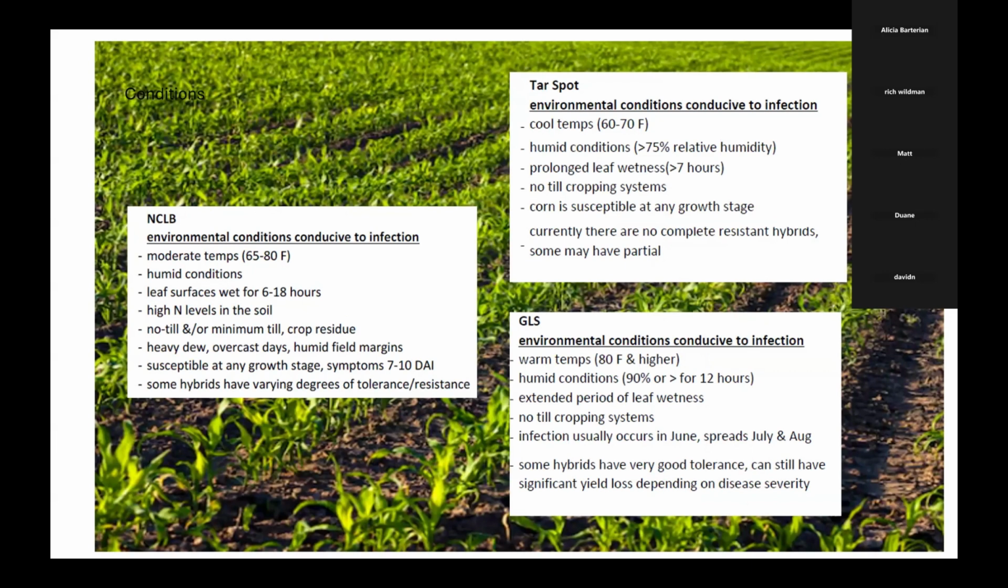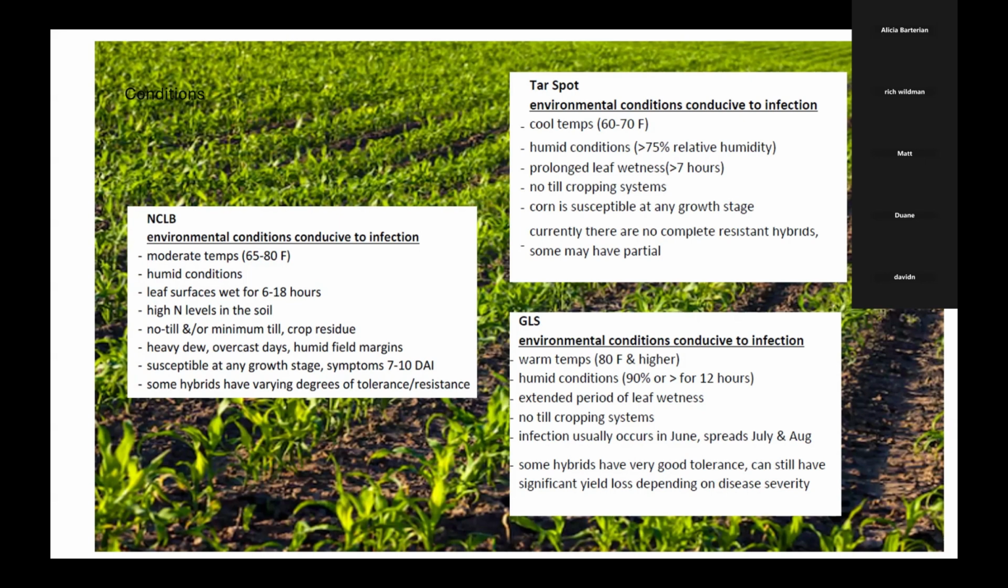We have the host, and the pathogens are all around. Now we look at the environmental conditions for it. For northern corn leaf blight: moderate temperatures, a wet leaf surface, higher nitrogen levels in the soil, no-till or reduced tillage, heavy dew. It can affect the crop at any time, and it's tied to hybrid selection to a certain extent.